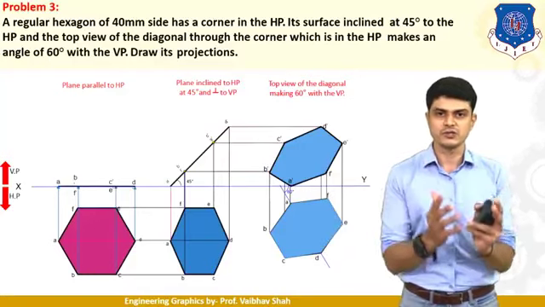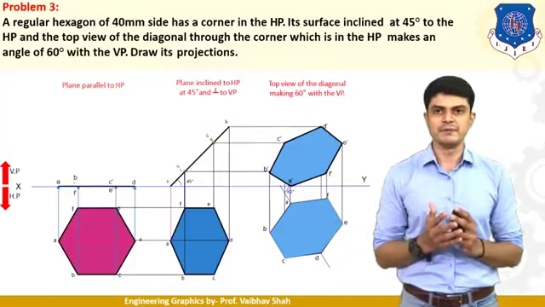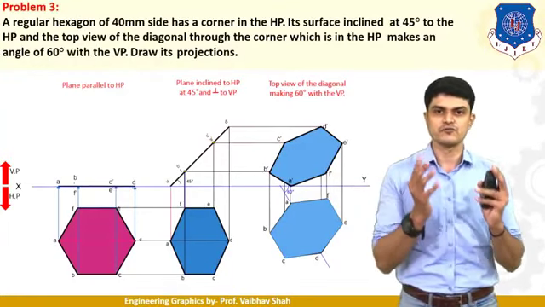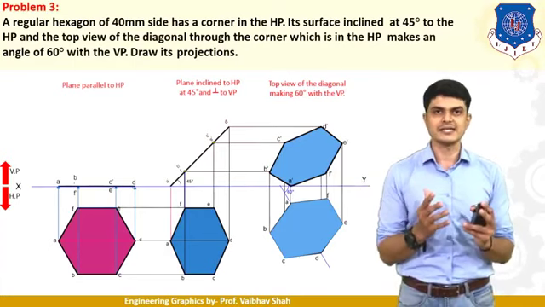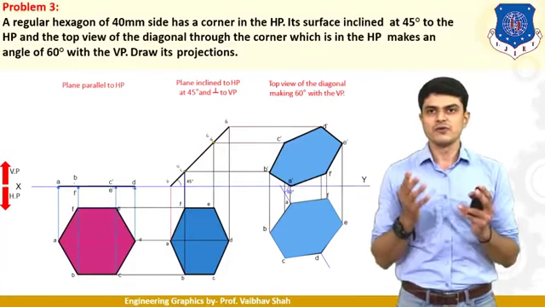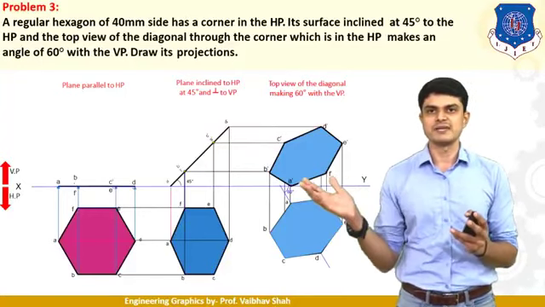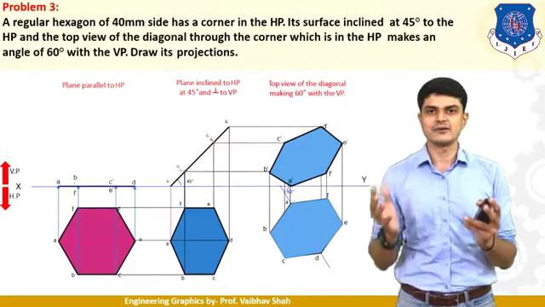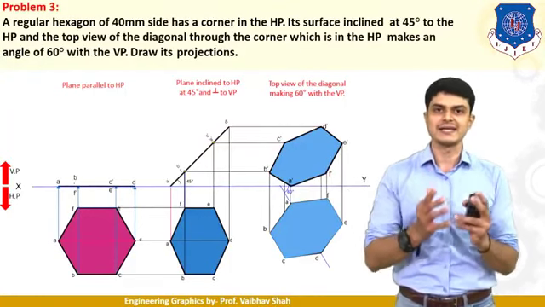After getting ABCDEF, draw vertical lines from each and every point. You will have one horizontal line as the front view on VP, like A dash, B dash, F dash, C dash, E dash and D dash, in your first stage. In the second stage, what is asked? It is asked that the surface is inclined at 45 degree. That means your front view in the first stage must be inclined at 45 degree.